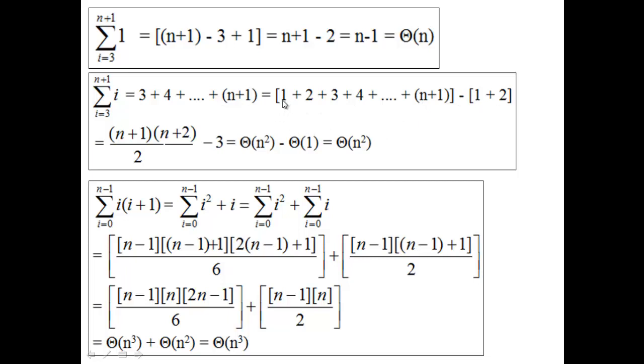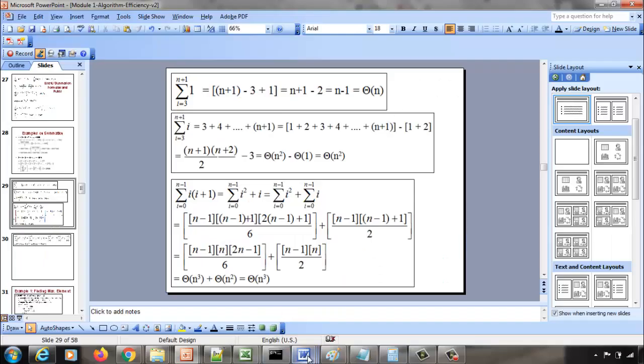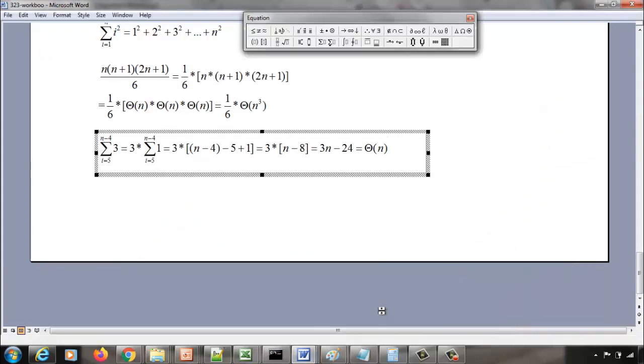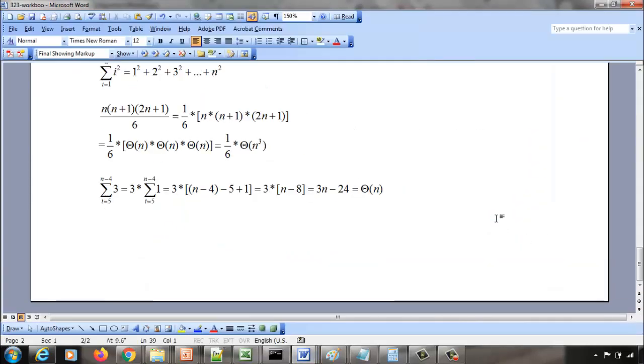Now this is like 1 plus 2 plus up to n plus 1. So can anyone say what's the answer for that? If you have 1 plus 2 up to n plus 1, we don't see such things in a math class.